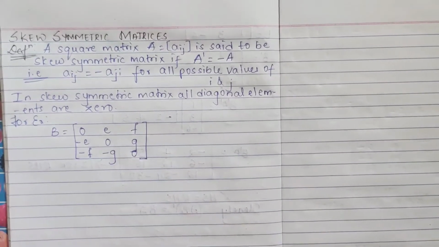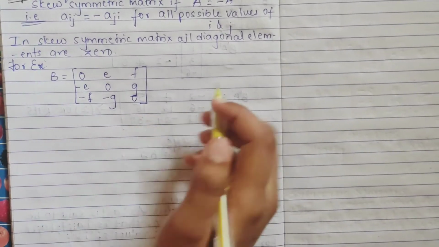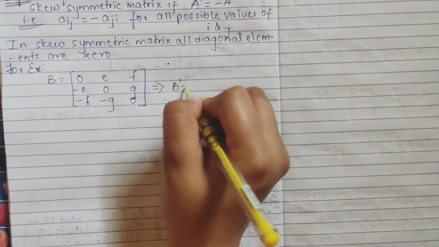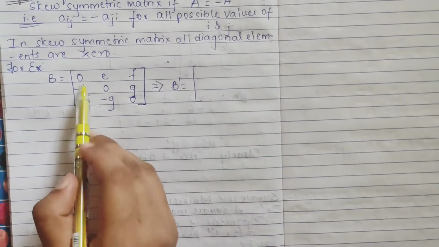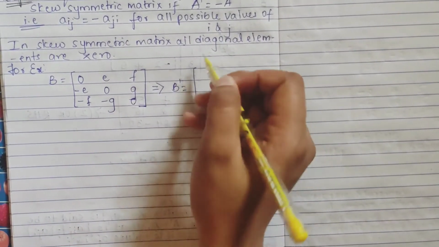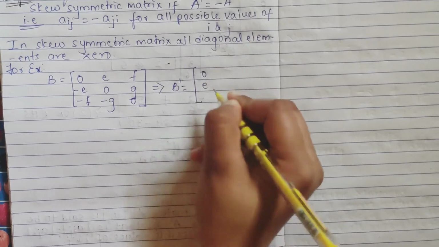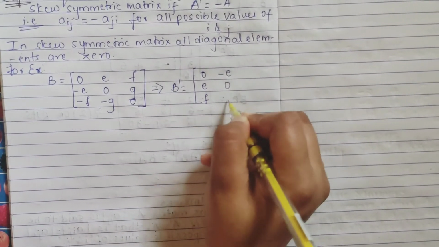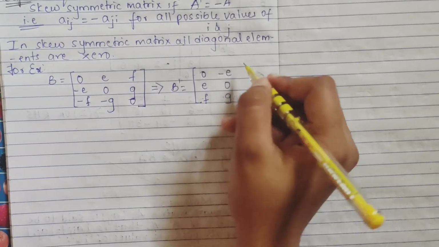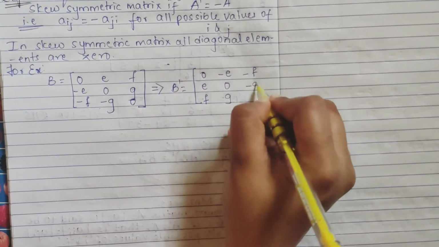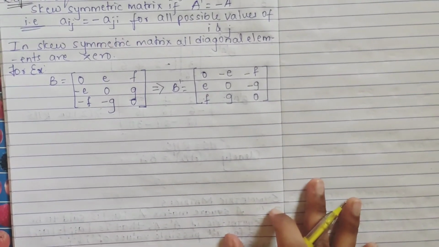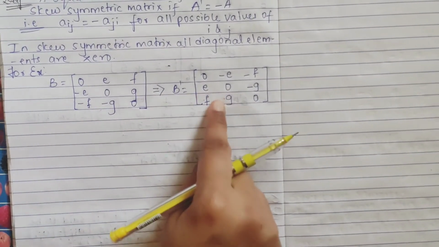Okay. So B. Now we'll find B transpose and see. B transpose. What do you have to do for B transpose? Write the row in a column-wise way. So how will it be? 0, E, F. Second row will be minus E, 0, G. Third row minus F, minus G, 0. This is your B transpose. If you can see now, your B is this and your B transpose is this.